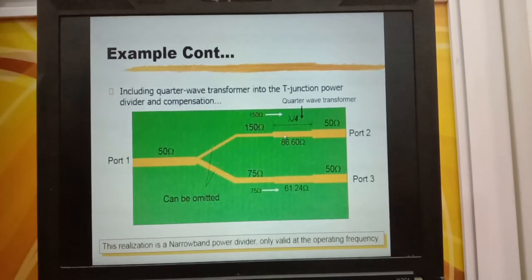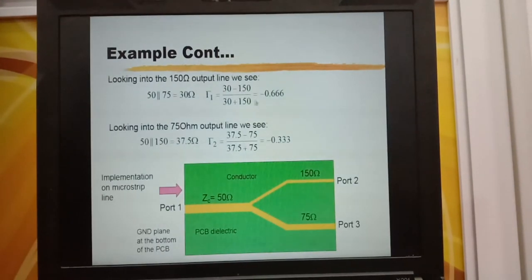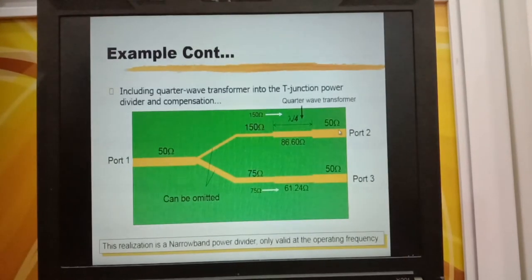However, with the addition of this quarter wave transformer, we still have impedance mismatch at port 2 and port 3. In fact, the mismatch is still the same, that is, S22 will still be minus 0.666 and S33 will still be minus 0.333. The only thing that is different is that we now have a port impedance of 50 ohm instead of 150 ohm at port 2, and we have a port impedance of 50 ohm at port 3 instead of 75 ohm.